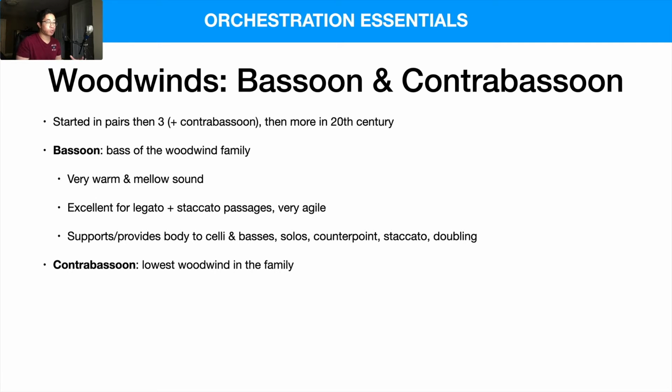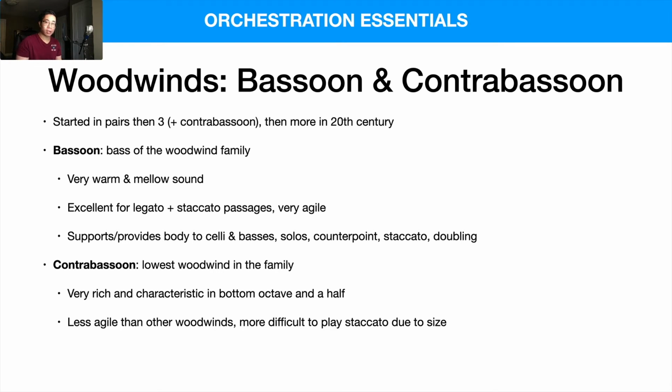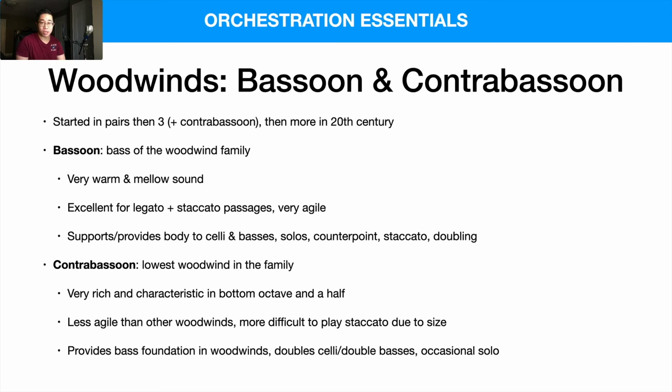It also supports and provides body to the cello and basses as a doubling agent, which is really nice. It can perform counter melodies, staccato, doubling, all that stuff. In contrast, the contrabassoon is even lower. It's the lowest woodwind of the entire orchestra. It has a very rich and characteristic sound in the bottom octave and a half, very resonant and very protruding, if you will. It's less agile than the other woodwinds, and slightly more difficult to play staccato due to the size. If you see a contrabassoon, it really stays on the ground, but it goes all the way up to the performer's head, so it's quite a bulky instrument. But it has a very specialized purpose. It provides the bass foundation in the woodwinds, it doubles the cello and basses as well, and occasionally you have solo contrabassoon lines, which is beautiful.